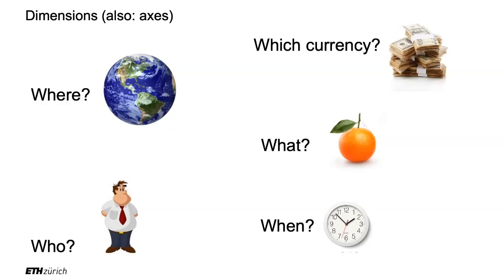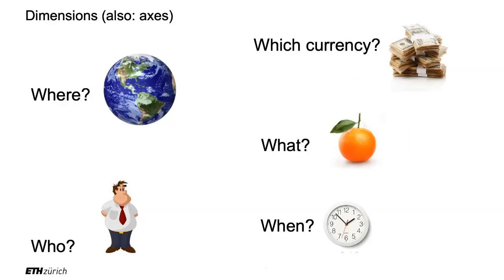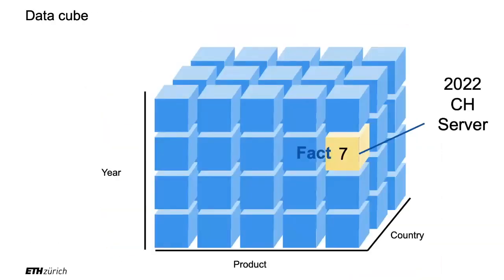So again, these are called dimensions or axes, right? It's also a popular term to call them axes, the axes of the cube, right? So here there's five examples already to show you that there can be more than three. Okay. Now, here's the problem.